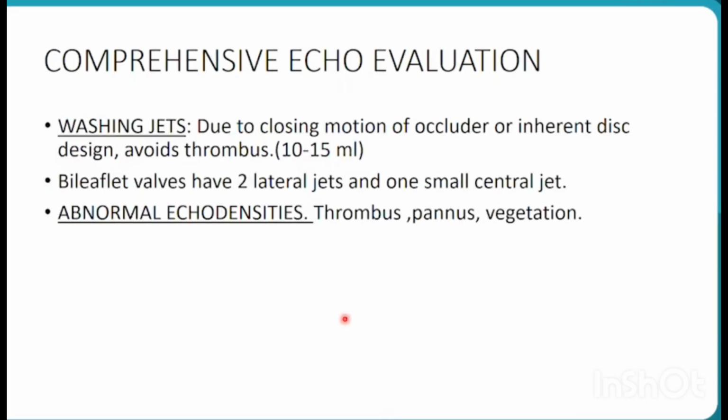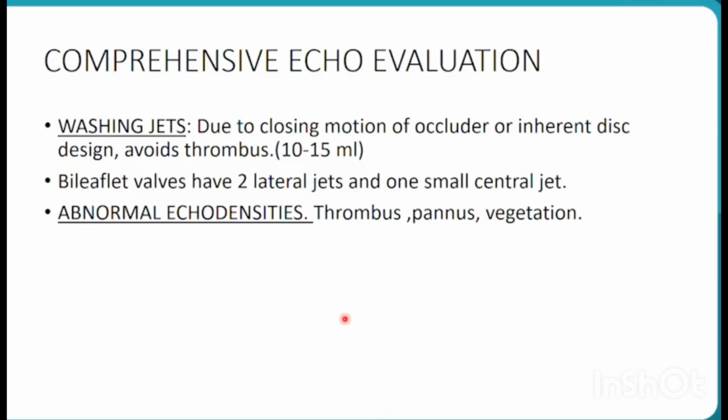Second is washing jet. Not all regurgitations are pathological. Most of the times these bileaflet valves have an inherent design in order to avoid thrombus. So about 10 to 15 ml of regurgitation is inherent to the valve design. It is not related to a pathological abnormality.